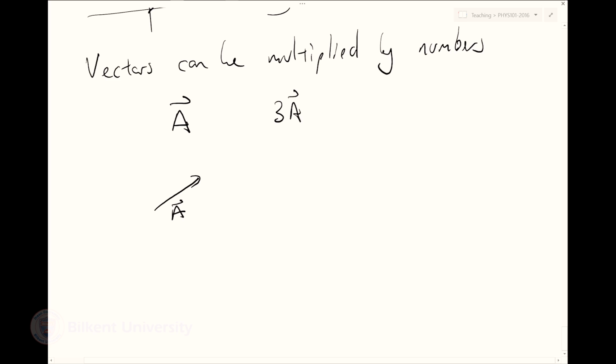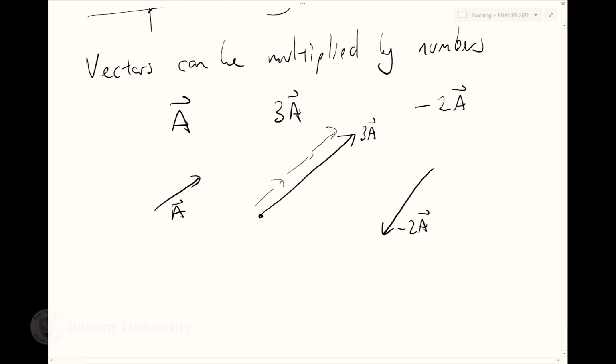The only thing that changes is the magnitude. It's actually 3 of these added onto each other. How about minus 2A? When I have a minus sign, the direction of the vector changes. So this is going to be another vector.